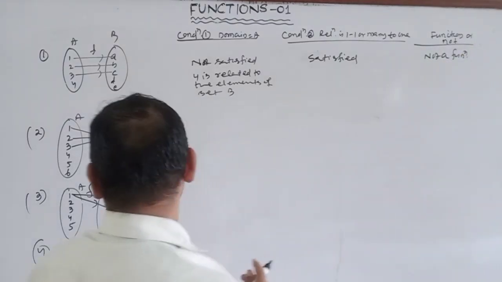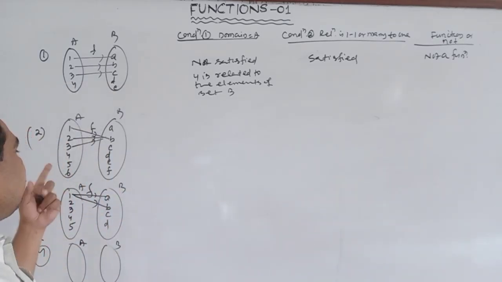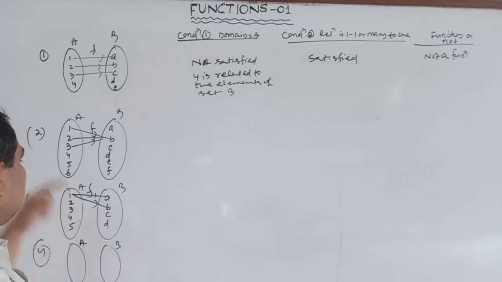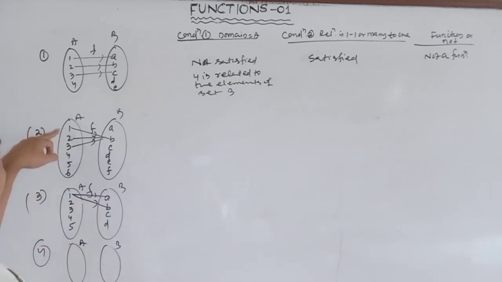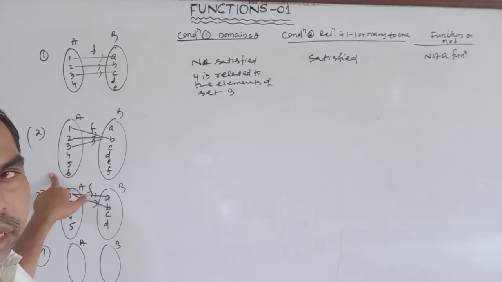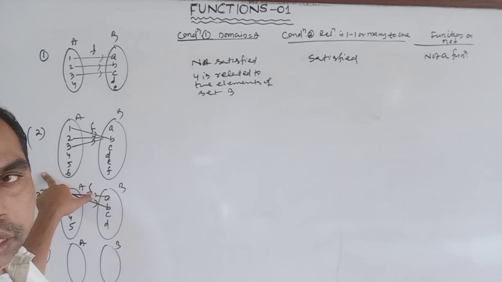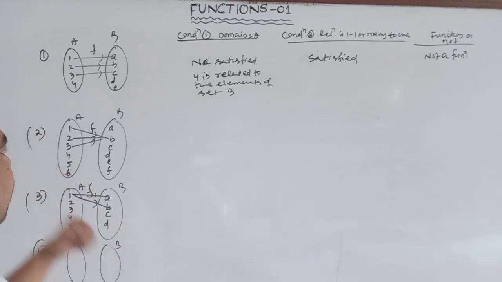Next, question number 2. Also here condition 1 is not satisfied, because set A contains 1, 2, 3, 4, 5, 6, and out of 6 elements only 3 elements are related, and the next 3 elements are not related to the elements of set B. Hence condition 1 is not satisfied.